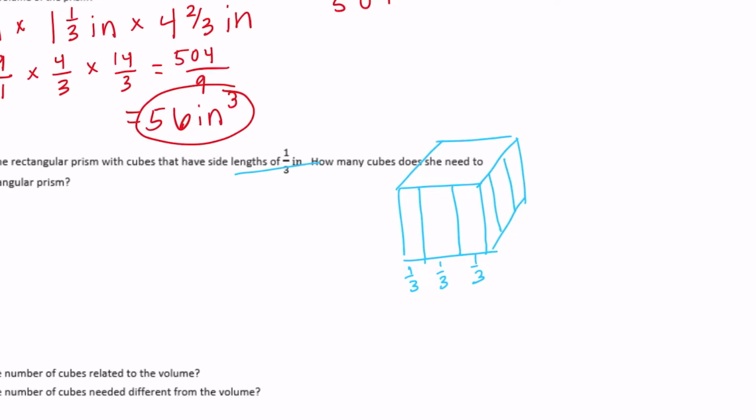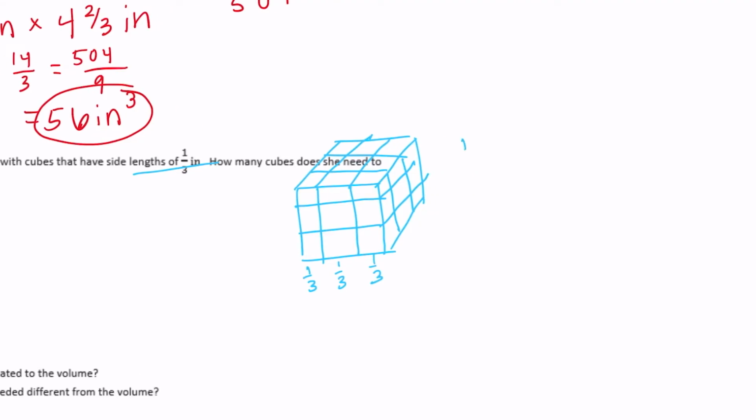And I'm just going to go ahead and break this rectangular prism into thirds so we can kind of visualize all of the cubes that would be in here. So we could fit that many cubes, 1/3 cubes with 1/3 side lengths, into a prism. So that would be 1/3 times 1/3 times 1/3.